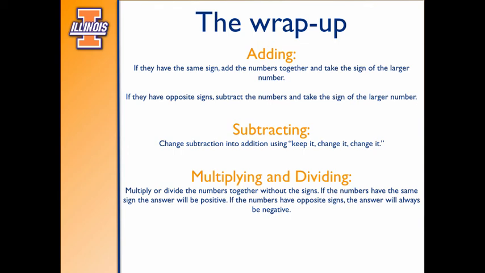And then finally, multiplying and dividing, if we have two numbers with the same sign, the answer will be positive. If we have two numbers with different signs, the answer will be negative.